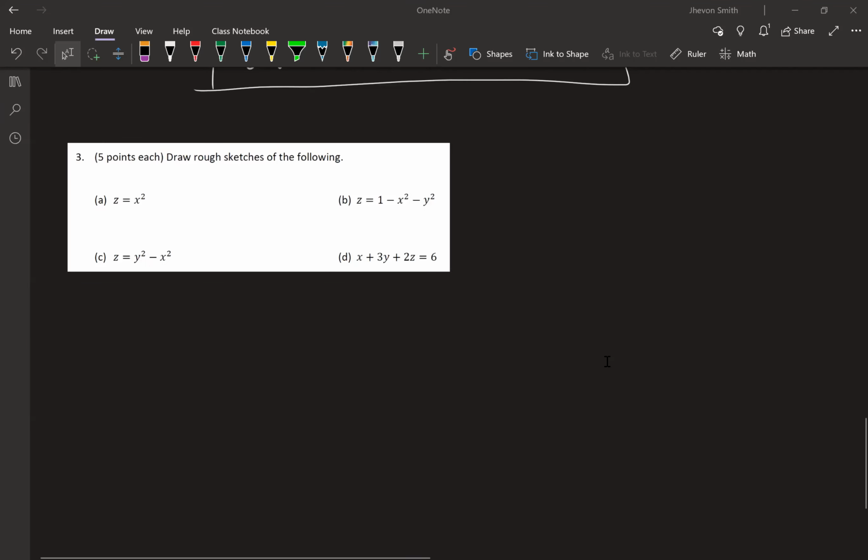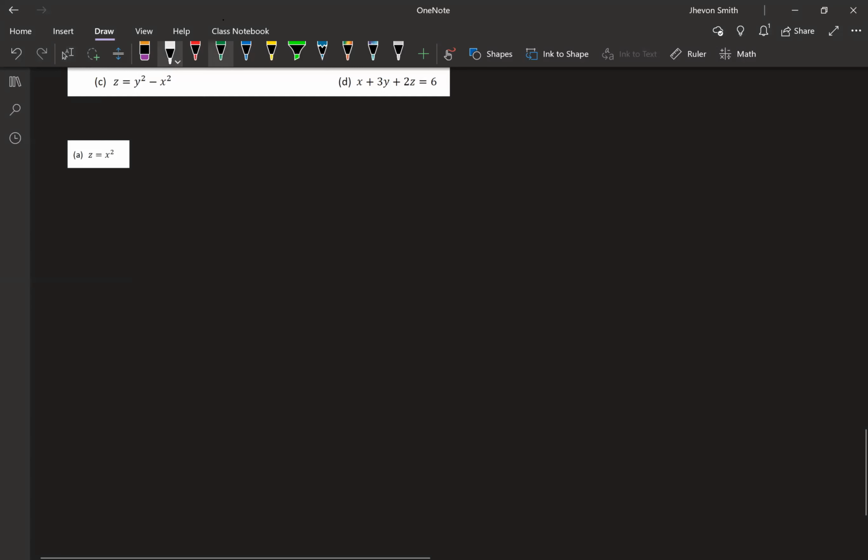Let's do problem 3. It was just to do a bunch of sketches. So we look at the first one, A. Now remember, from this, you should notice that this guy is a cylinder, right? You know that because there are only 2 variables. Then you want to think, how do I graph a cylinder? Well, first you graph it in the plane of the variables that show up. So you have X and Z. This is just like a parabola.